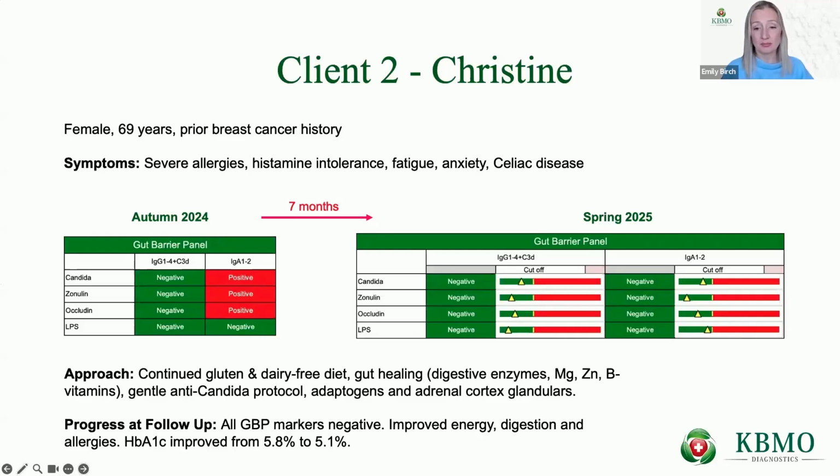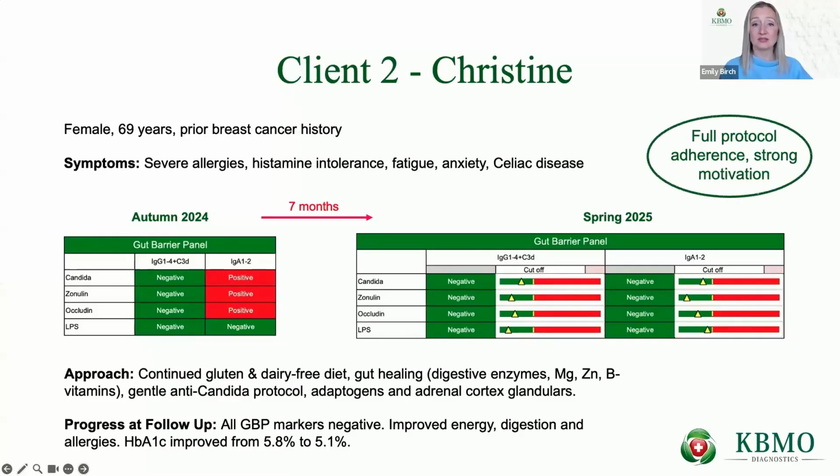So progress at follow-up, all her gut barrier panel markers were negative. Her energy was much improved, digestion and her allergies were much improved. And interestingly, her HbA1c improved as well. And as I say, this was full testament to her as well. She fully adhered to her plan, and she had really strong motivation as well. She had prior breast cancer history and didn't want to be in that position again.